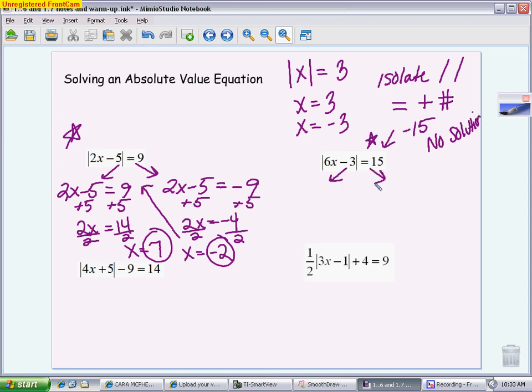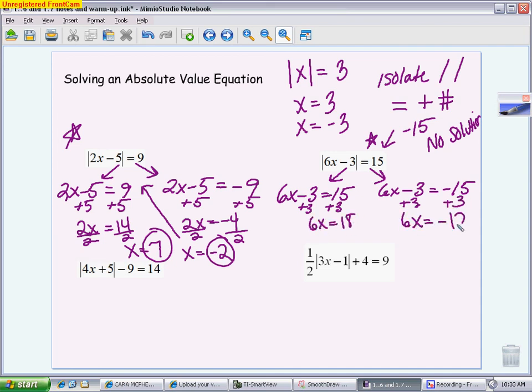This one is ready to go, perfectly fine. We've got the absolute value bar isolated, so we're going to write our two statements. Either 6x minus 3 equals 15, or 6x minus 3 equals negative 15. We're going to add 3 to move that. So now I have 6x equals 18, or 6x equals negative 12. Divide by 6, and depending on your comfort level, you can show a lot of steps, or you might be able to do this without showing as many steps. We get two answers again, 3 and negative 2. And if you want to check your work, take those numbers, plug them back into x in the original equation, and make sure that it makes a true statement.